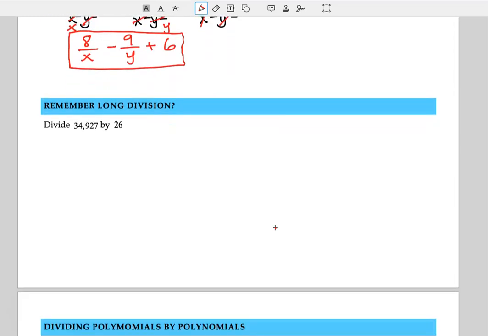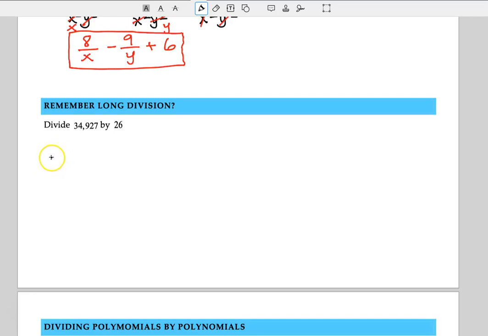So it's probably been a while since you've done long division, because I don't know about you, but when I have to divide something that looks like this, I usually just pull out my calculator to do it, right? But in order to divide polynomials, you need to remember the steps that you take in long division. And so we're going to start off with a little review of how to do this long division.